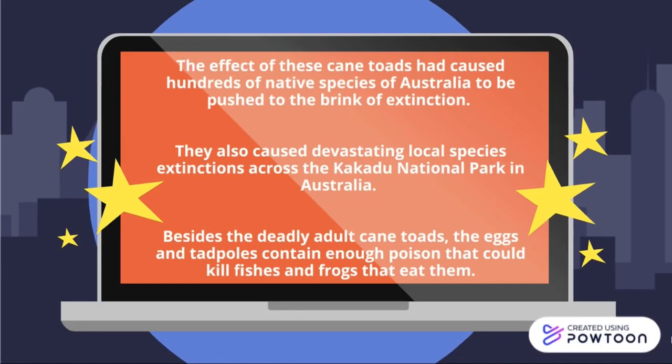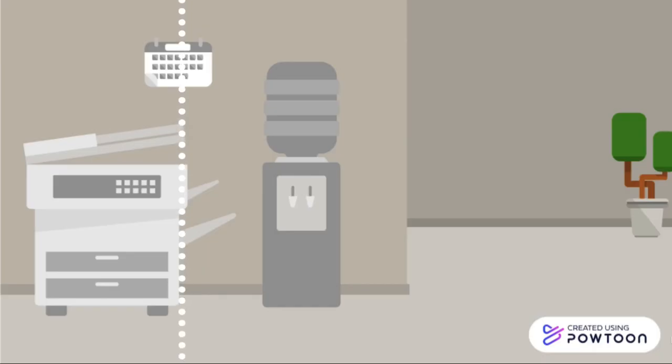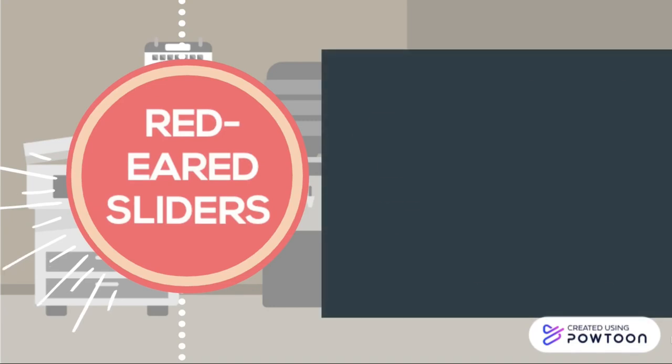The effect of these cane toads has caused hundreds of native species of Australia to be pushed to the brink of extinction. They also caused devastating local species extinctions across Kakadu National Park in Australia. Besides the deadly adult cane toads, the eggs and tadpoles also contain enough poison which could kill fishes and frogs that eat them. The next invasive species is the red-eared slider.